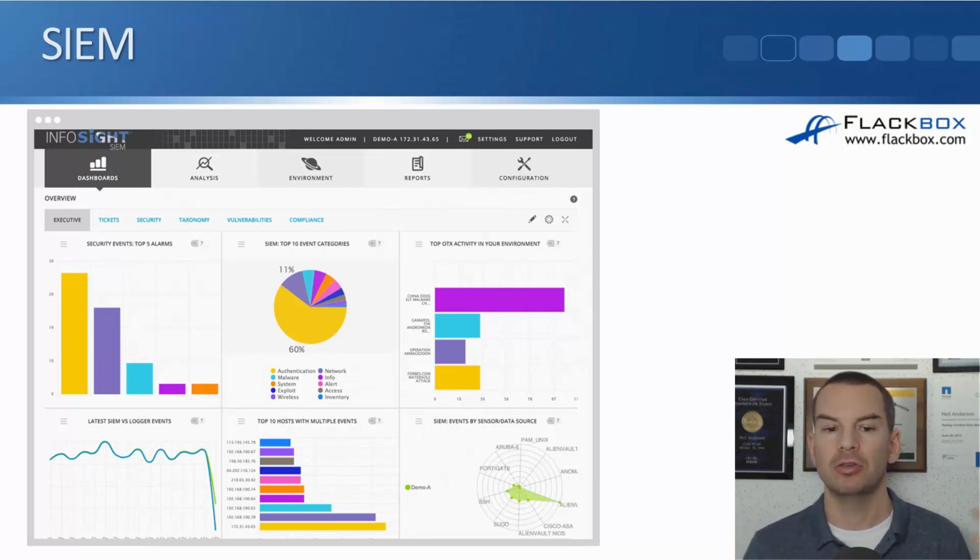So if we're a security engineer, we're going to come in the morning, we're going to look at this dashboard, and maybe one of the first things we'll do is go and investigate these hosts to see if there's anything bad happening with them. Okay, so that's the difference between an NMS and a SIEM.